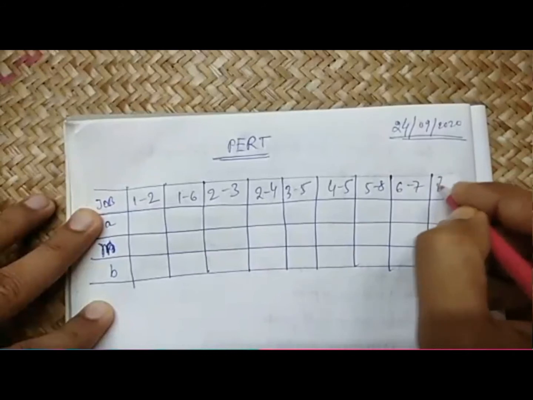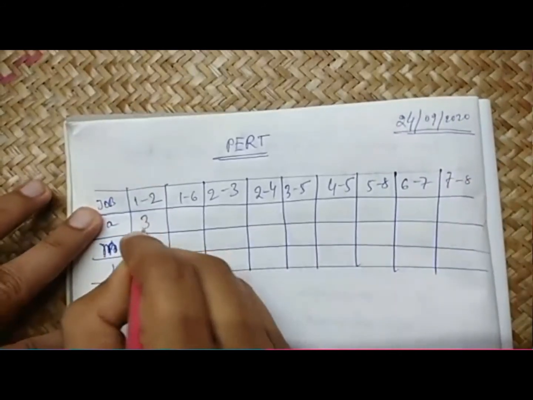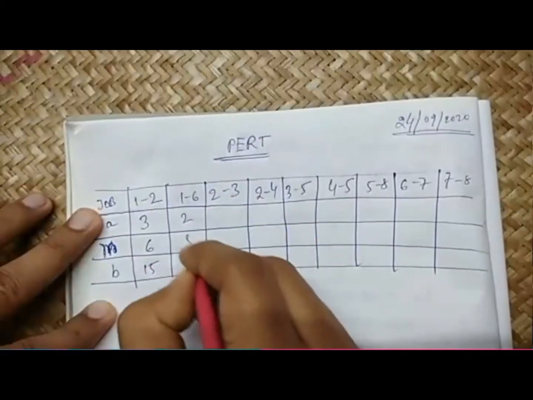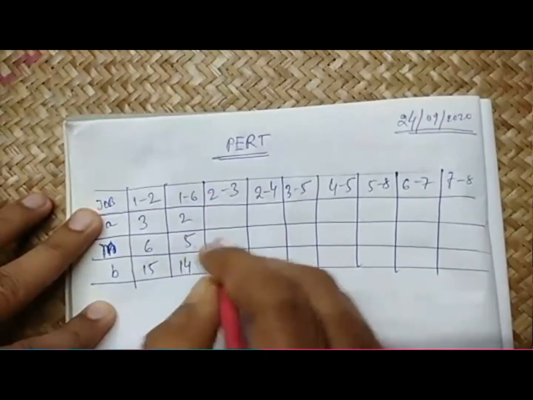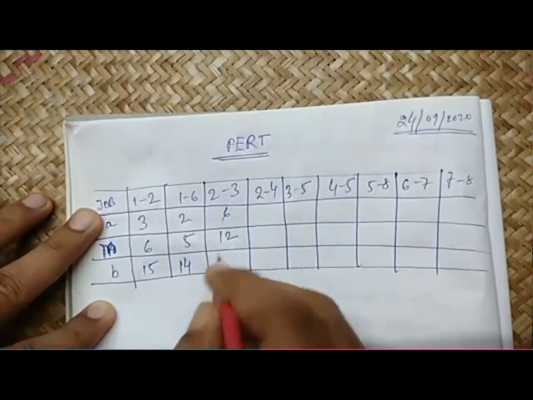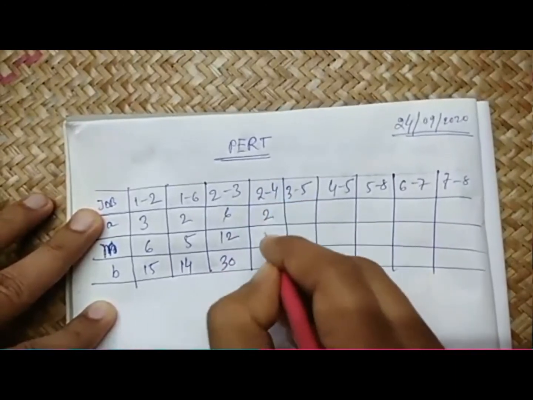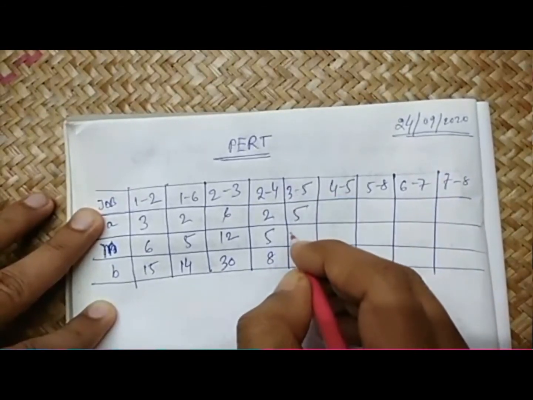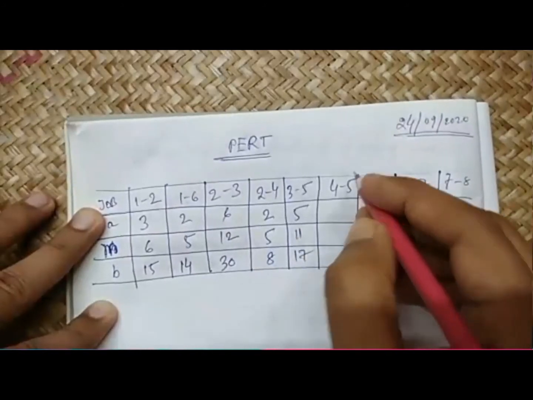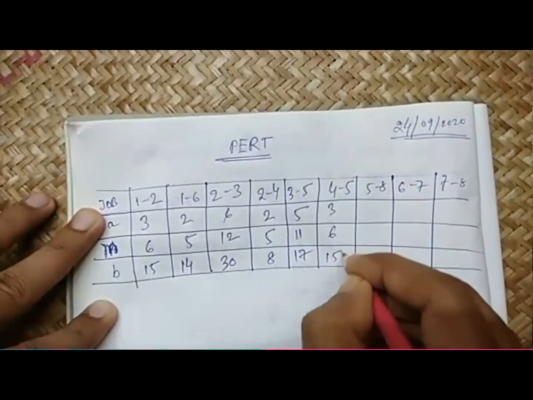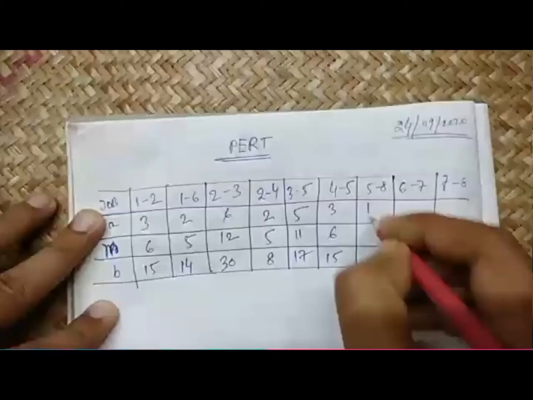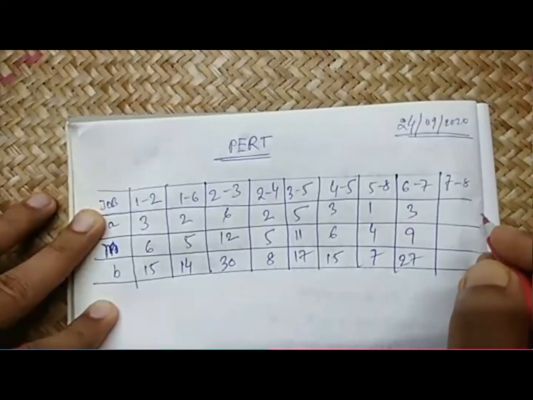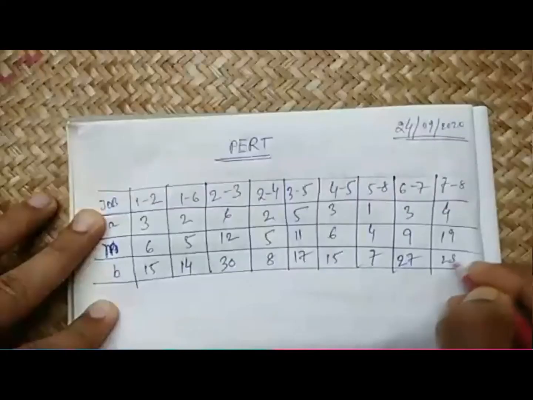5-8, 6-7, 7-8. And the job times in days are like this: 3, 6, 15, 2, 5, 14, 6, 12, 30, 2, 5, 8, and 5, 11, 17, 3, 6, 15, 1, 4, 7, 3, 9, 27, 4, 19, 28.